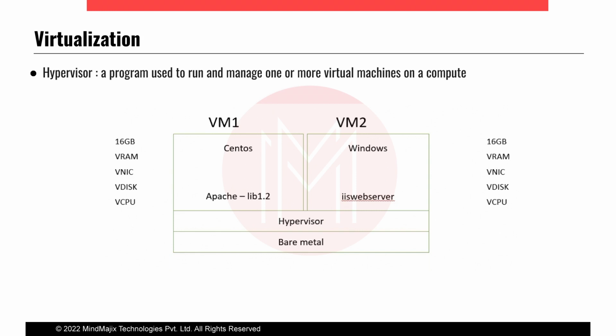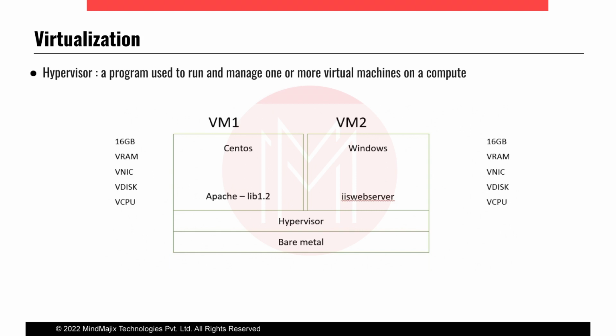One is that you install on your OS, and the other one is that you install directly on your bare metal. So for example, here I have installed the KVM hypervisor. With the help of this hypervisor, I will be installing two virtual machines, VM1 and VM2. On VM1, I will install CentOS as my operating system, and on virtual machine 2, I will be installing Windows as my operating system.